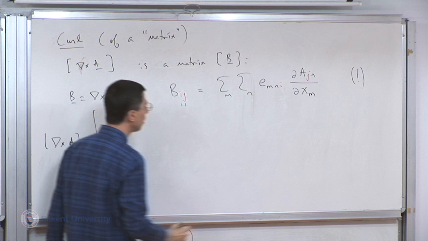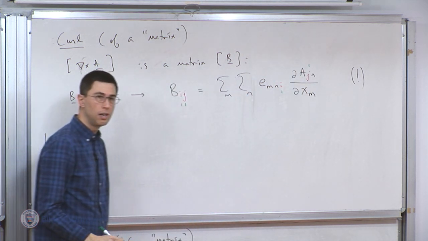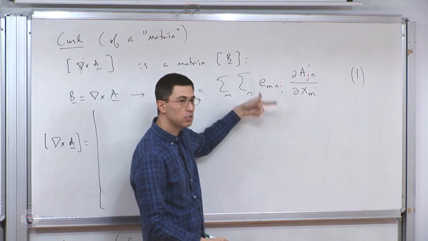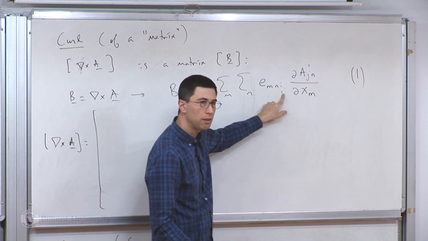This is 1. Okay? So that's also 1. This is also 1. Okay? So the messy part is this summation. So I will start summing. So it goes from 1 to 3. It goes from 1 to 3. But this is already 1.